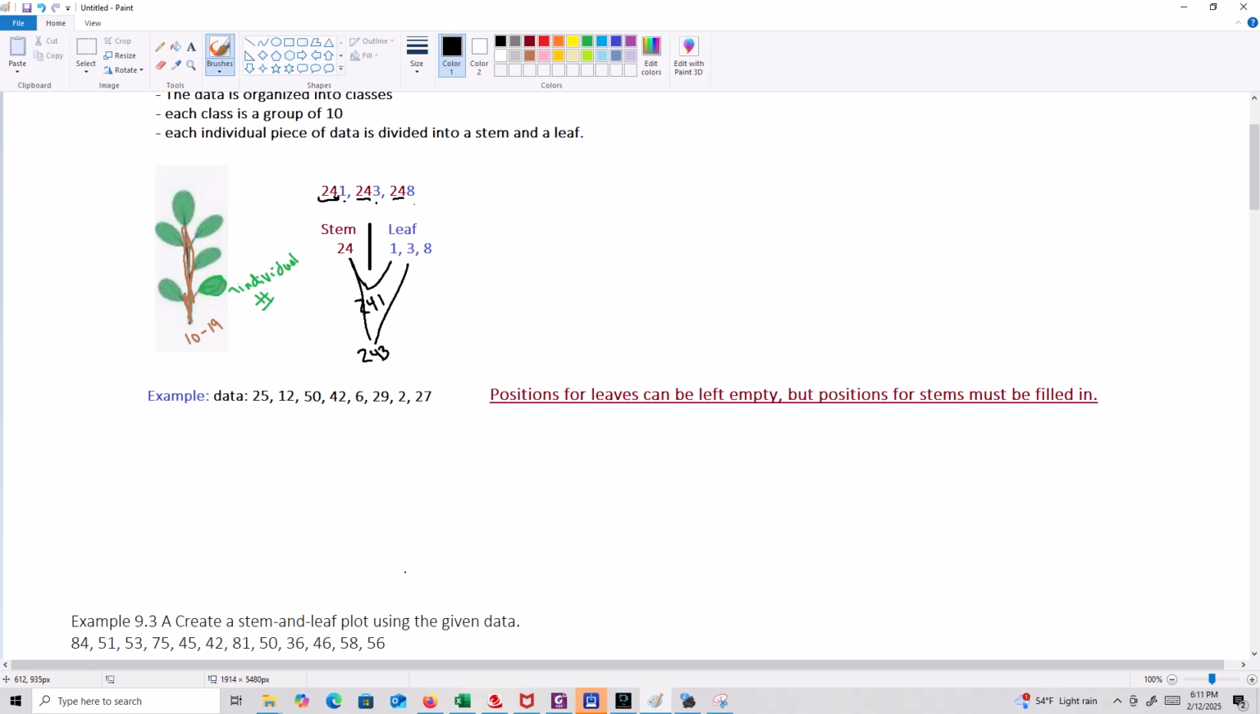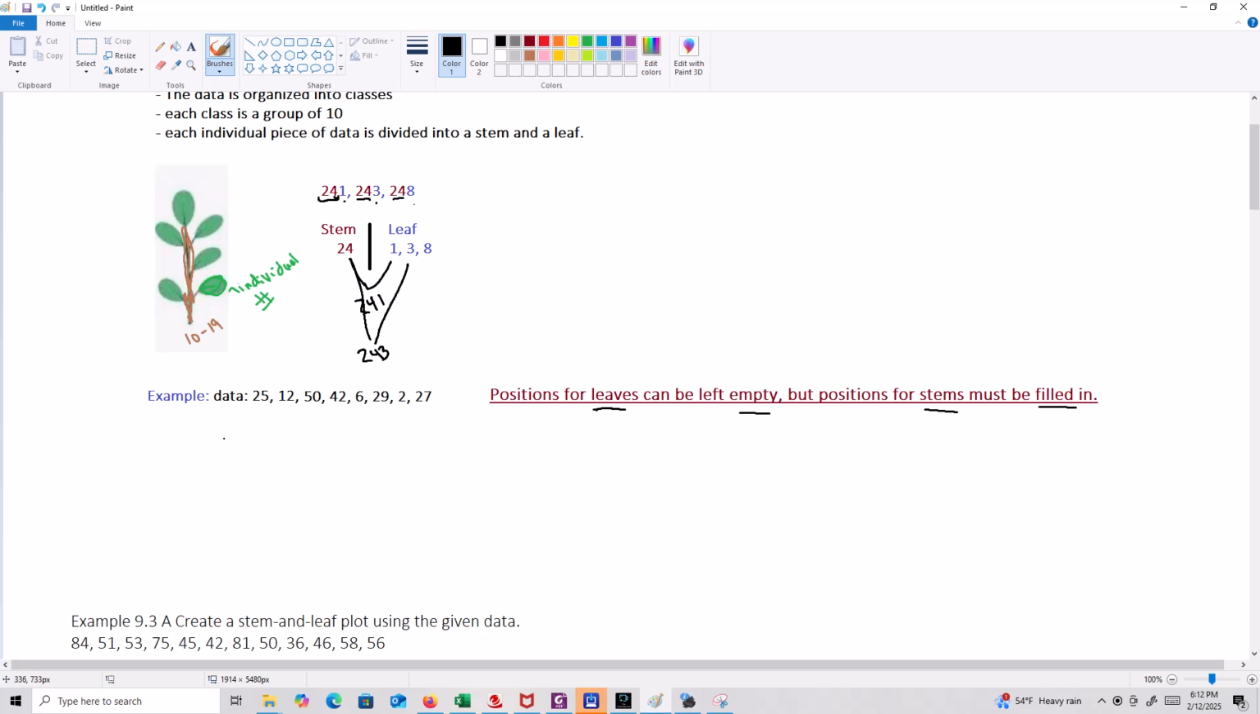So looking at an example, let's say we have our data in this list right here. And I want to point out this important statement. Positions for leaves can be left empty, but positions for stems must be filled in. So leaves can be empty, stems must be filled in. That may not make a lot of sense, but it will as we go through this example.